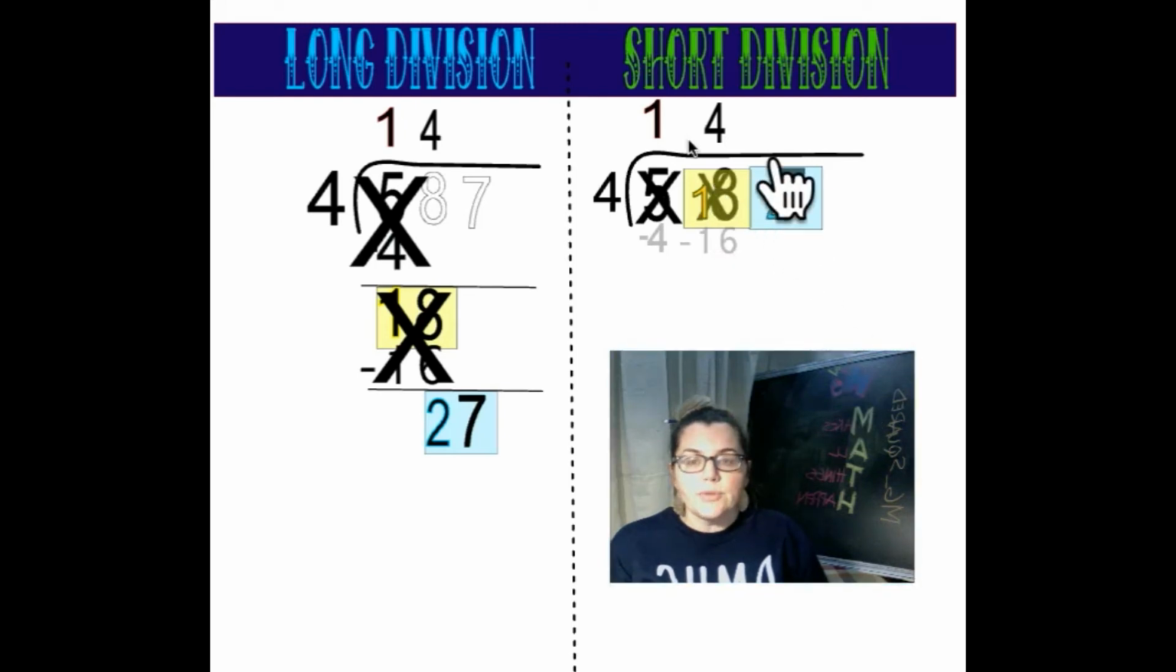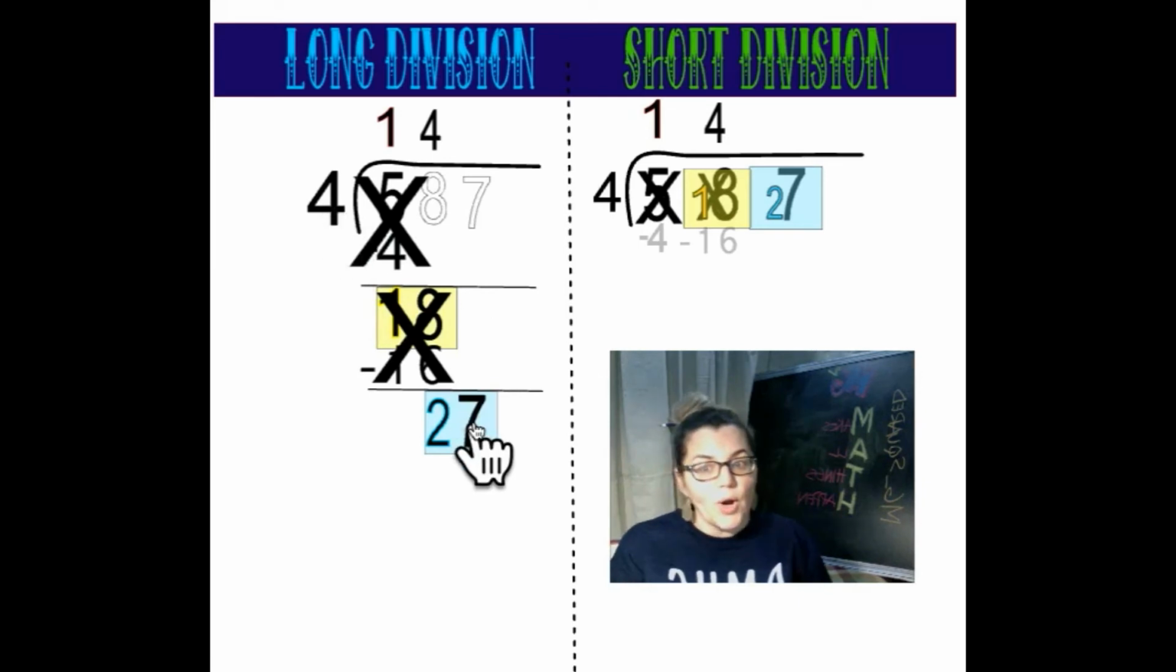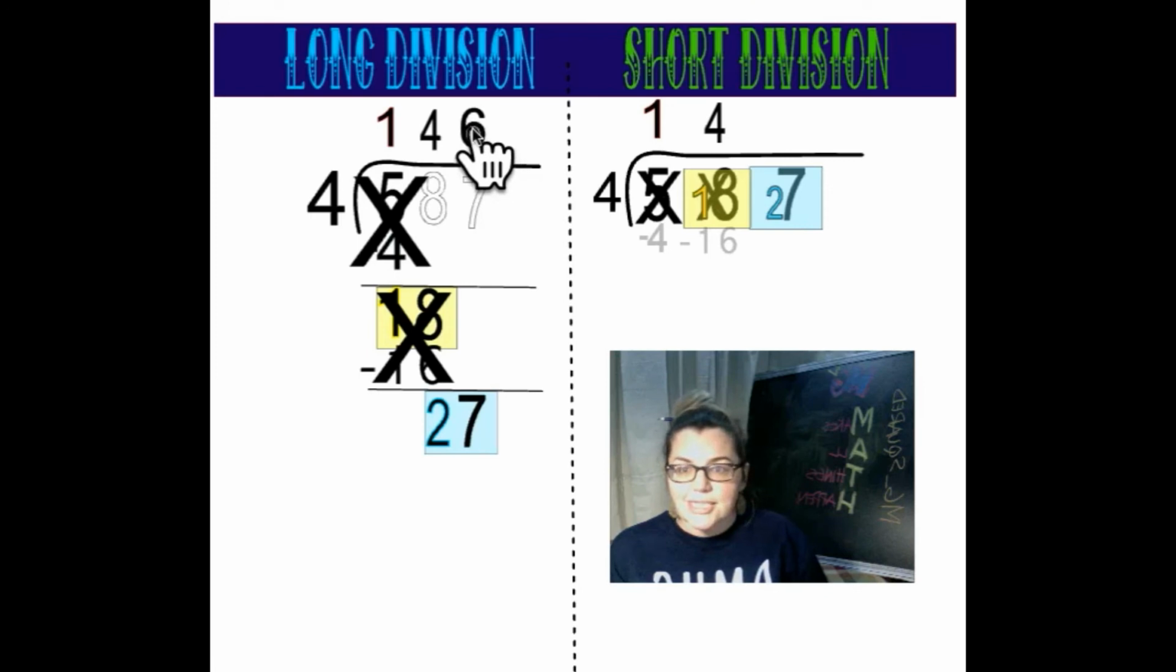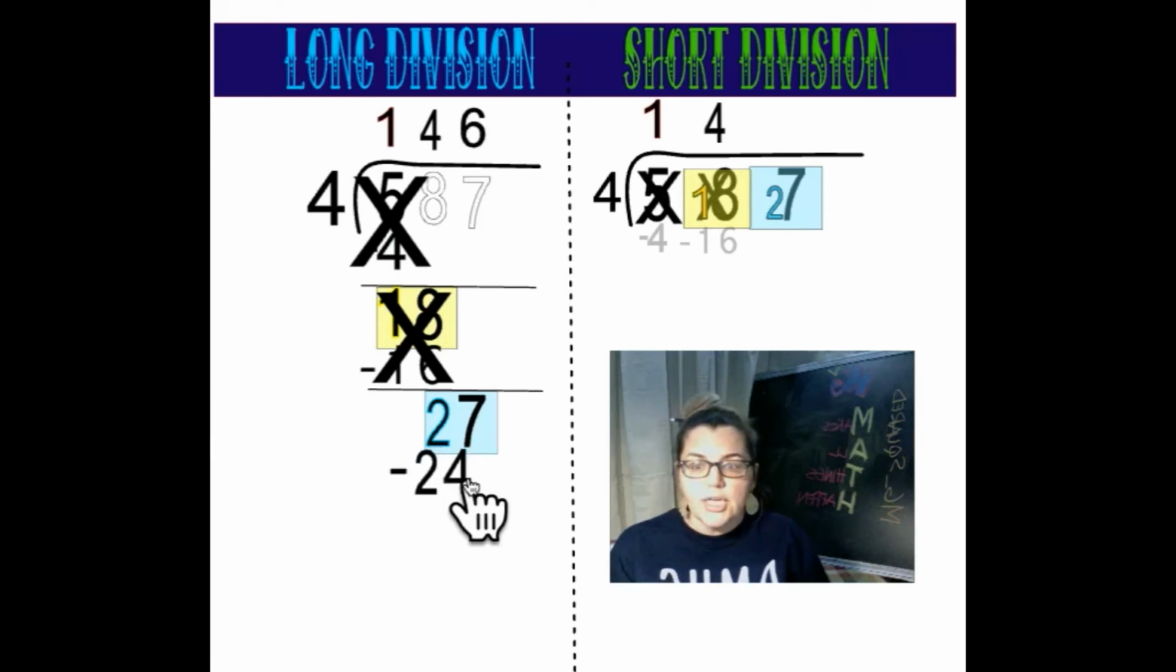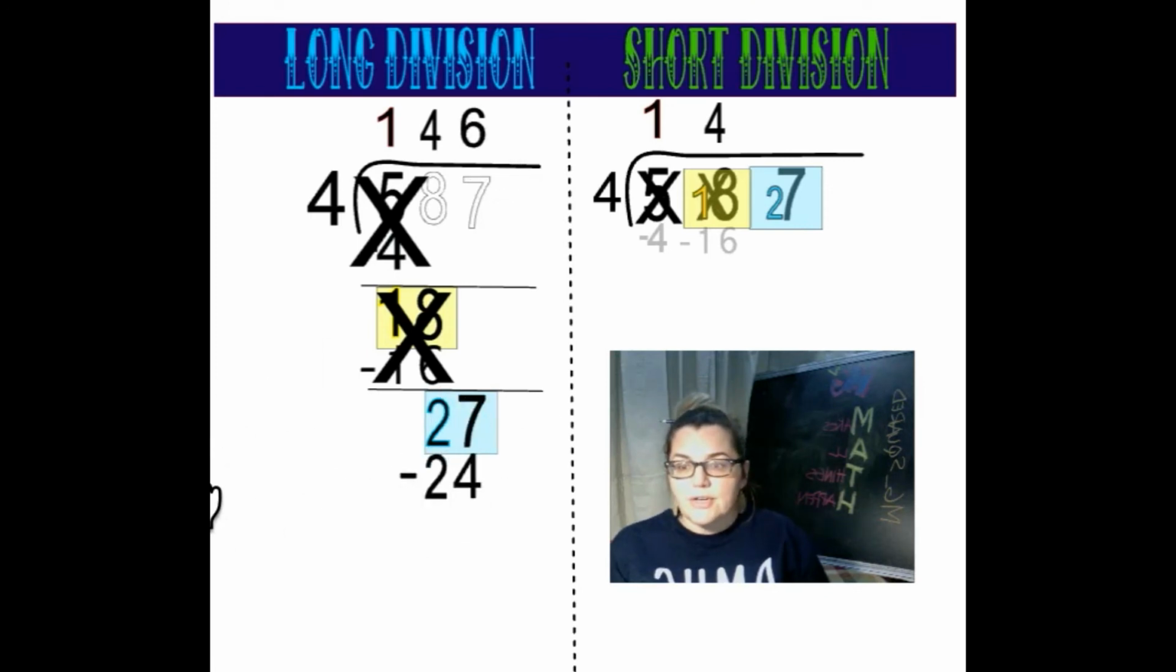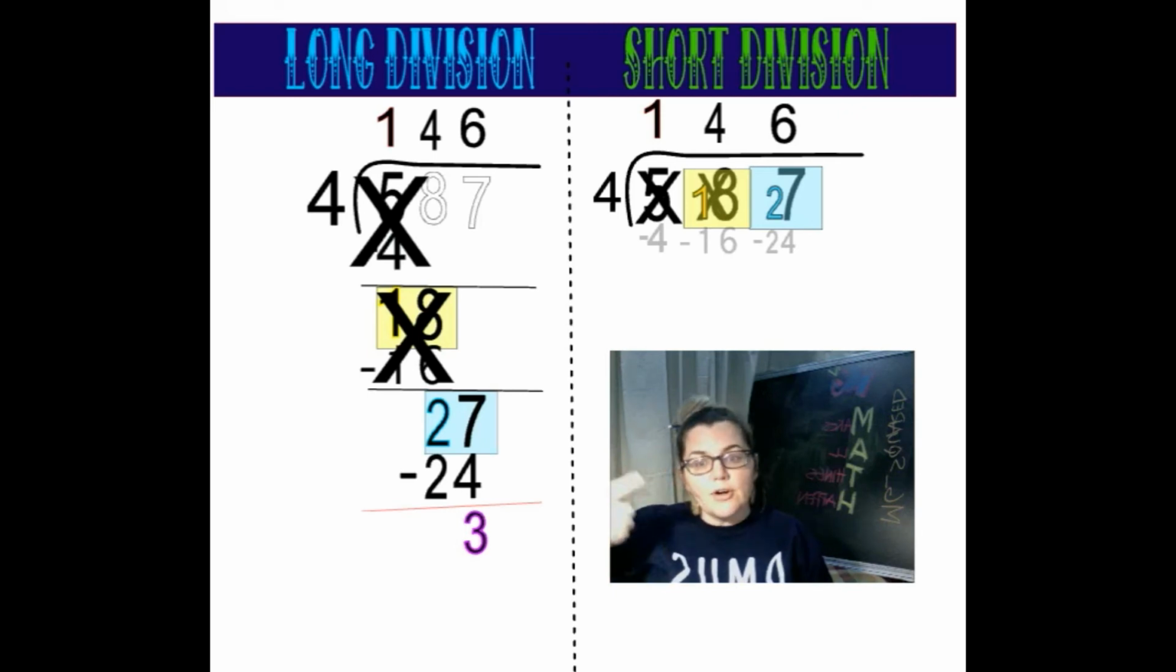And now you're looking at the 27. So over here in long division, you would ask yourself, how many groups of 4 can I get if I have 27 items? And of course, that answer is 6, because 6 times 4 is 24. And you're going to subtract 27 and 24, and you're going to get 3. Over here on the short division, same thing. How many groups of 4 can you get out of 27? That's 6. 6 times 4 is 24. You're going to subtract out that 24. You already know that 27 minus 24 is 3. And if you don't, count it on your fingers.